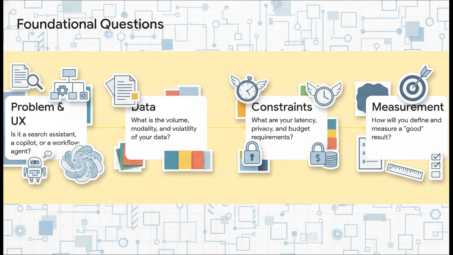First, what is the job of your app? A simple Q&A bot has totally different needs than a complex agent that has to call APIs. Second, your data. What are we talking about here? A few hundred static PDFs or millions of records that are constantly changing? Third, what are your real-world constraints? Things like latency, privacy, and your budget. Believe me, those will dictate your architecture more than anything else.